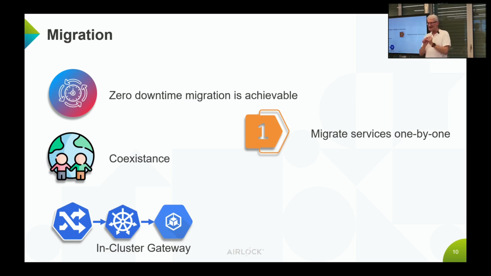But as long as you can separate those, you can have one part of your application over Ingress and the other one over Gateway API. And that works easily, no problem. And that really helps you because you can migrate one service after the other.